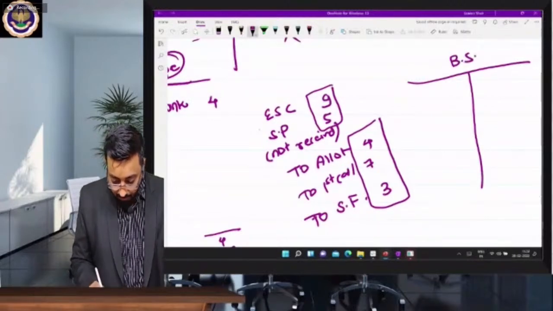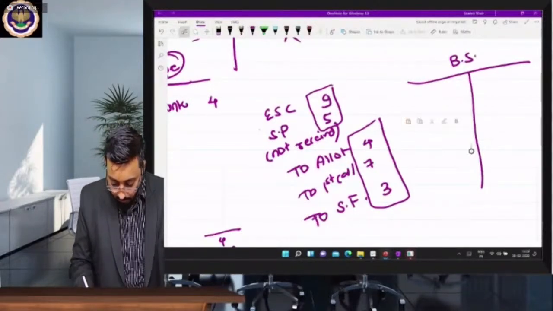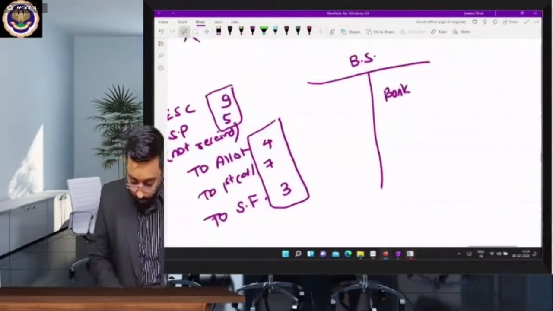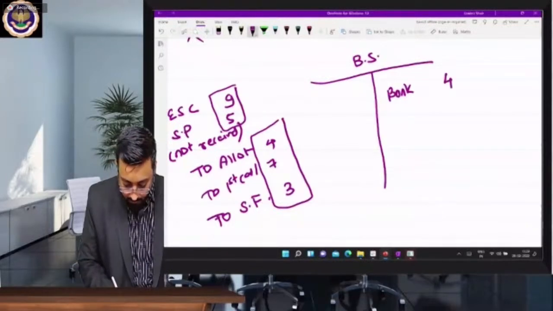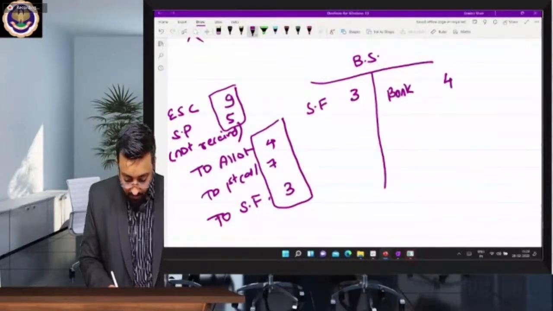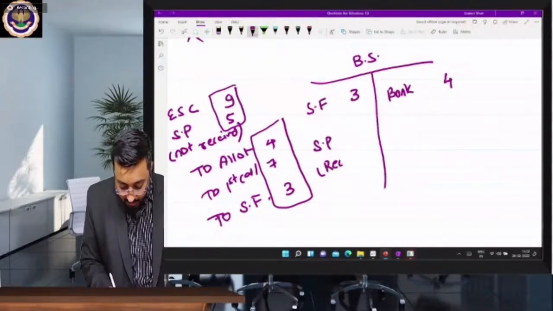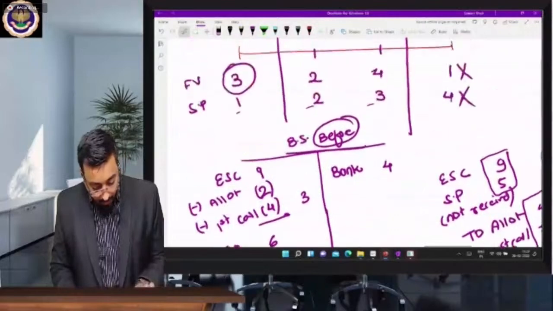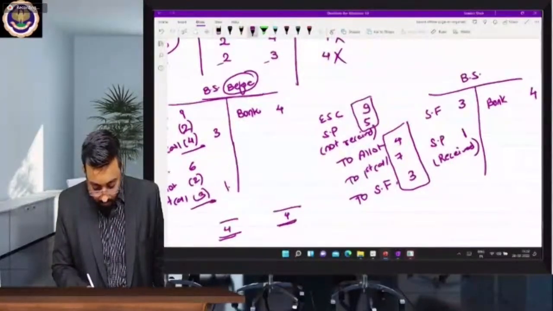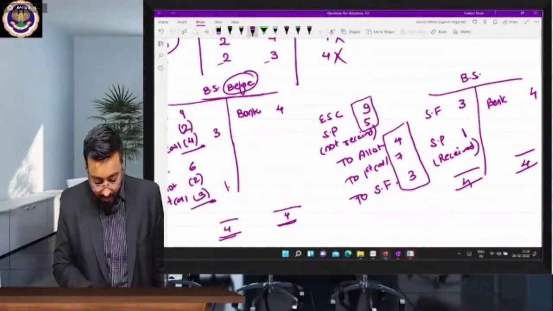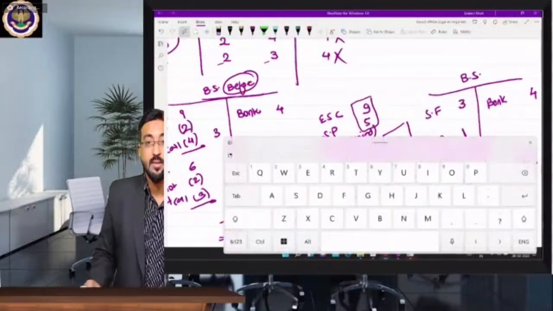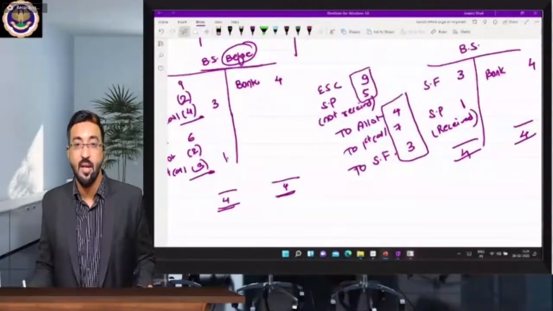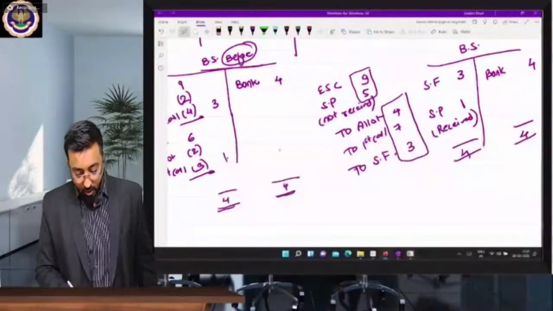And balance sheet after forfeiture. Bank, beta, bank 4, it is not going to change. Shares forfeited 3 and security premium which is received 1. Yeah, tally. Do the practice. Yes, I know this is something which is tricky, but once you get the logic, it's not at all difficult.